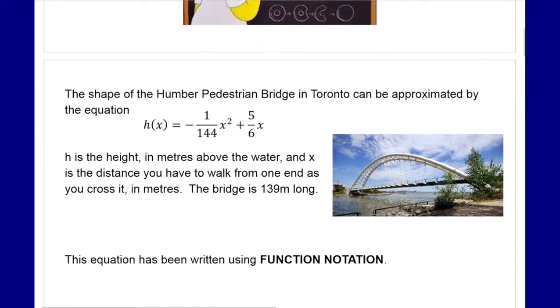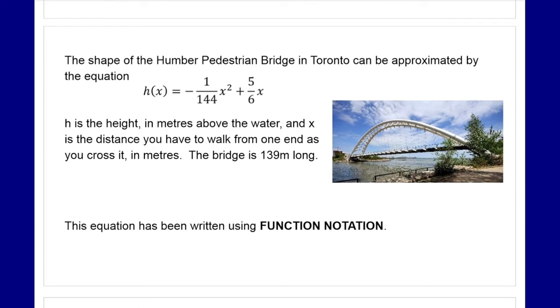So for example, the shape of the Humber pedestrian bridge in Toronto can be approximated by the equation h of x is equal to negative 1 over 144 x squared plus 5 over 6x. h is the height in meters above the water, and x is the distance you have to walk from one end as you cross it in meters. In total, the bridge is 139 meters long. This equation has been written using function notation.